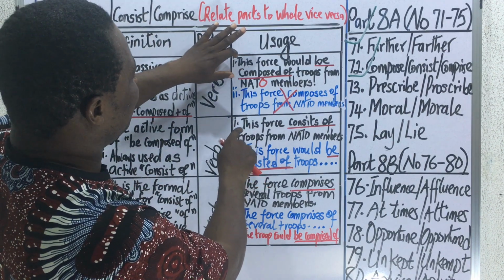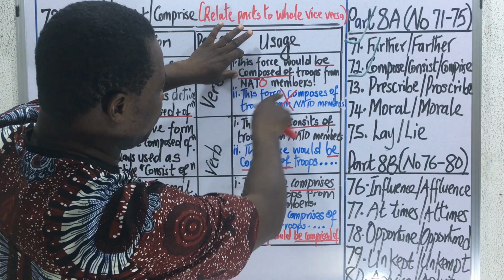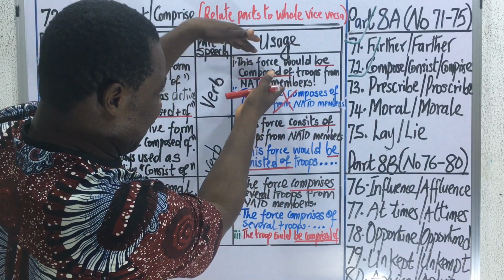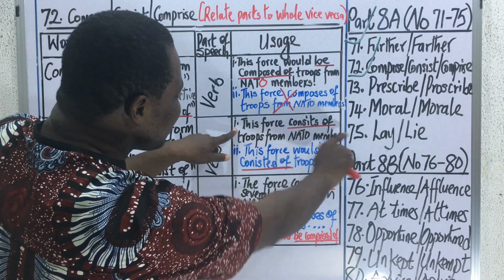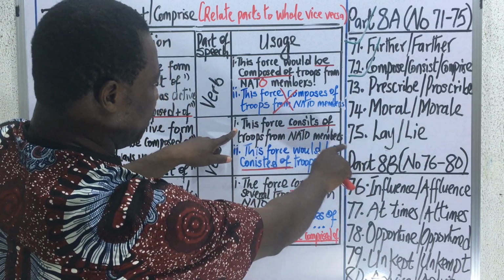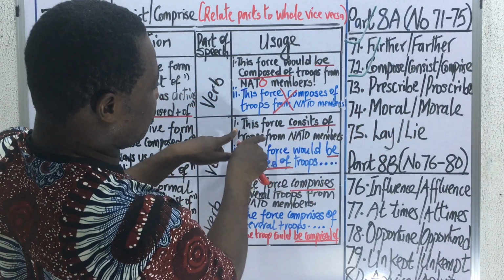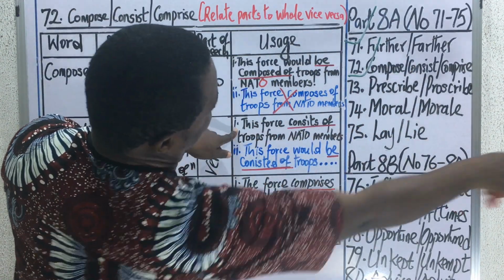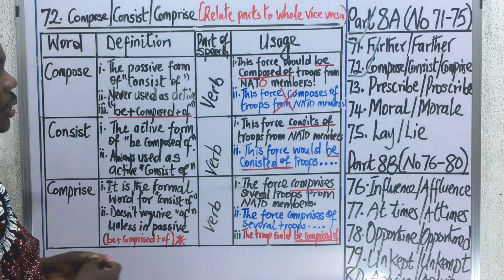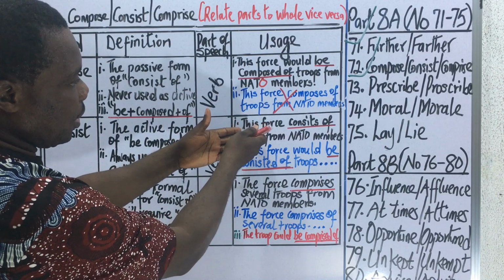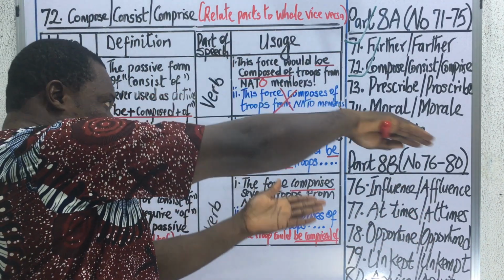Here we have, okay, this force would be composed of troops from NATO members. That's the passive form. Then the active form goes on to say, this force consists of troops from NATO members. Whereas this one is would be composed, this one is going ahead to say what it consists of. Alright? It consists. So this is active. The force consists of. But this is passive. The force would be composed of.